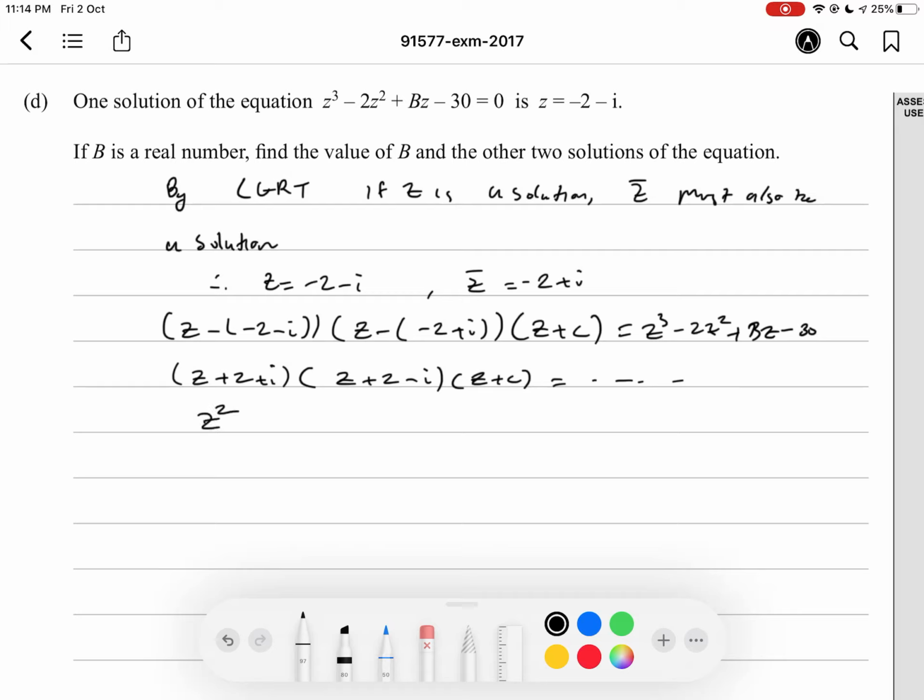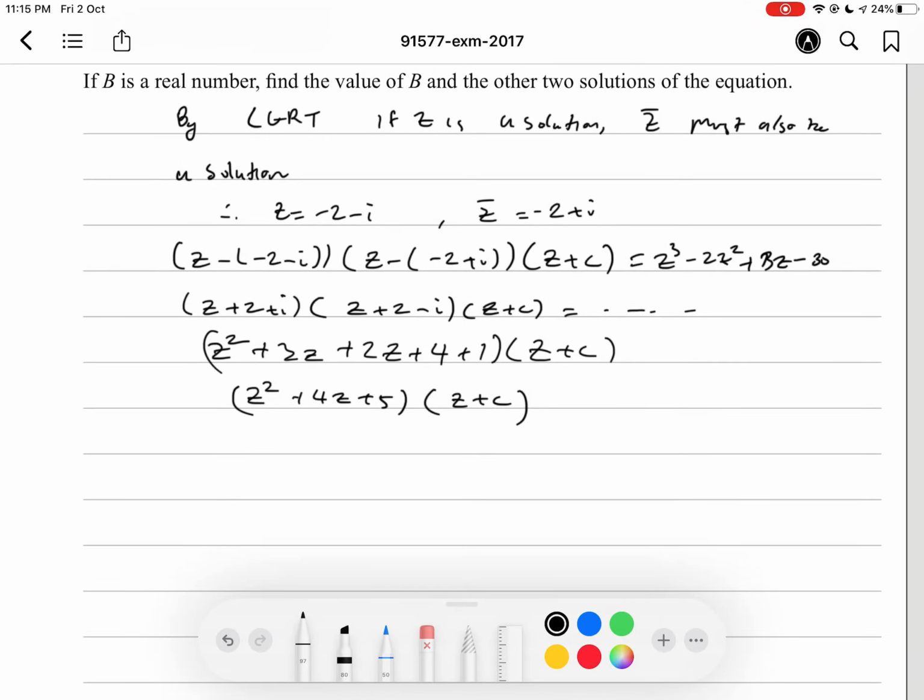Okay, so in this case we have z squared, then 2 times z, so plus 2z. z times negative i is negative zi, but it's an imaginary term, so we don't have to worry about that. Now we have 2 times z, so plus 2z again. 2 times 2 is 4, so plus 4. Plus 2 times negative i is negative 2i, that's an imaginary term. Then z times i is positive zi, an imaginary term, plus 2i, also an imaginary term, so don't worry about that. So i times negative i is negative i squared, which becomes plus 1. And that's multiplied by z plus c. If we simplify this, we have z squared plus 4z plus 5 multiplied by z plus c.